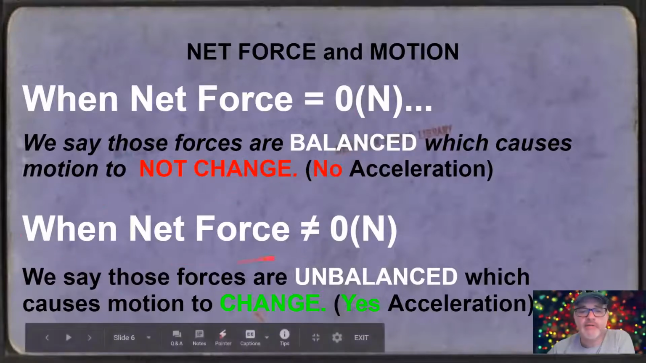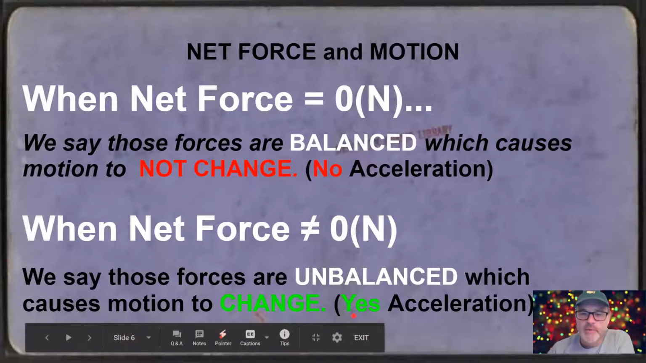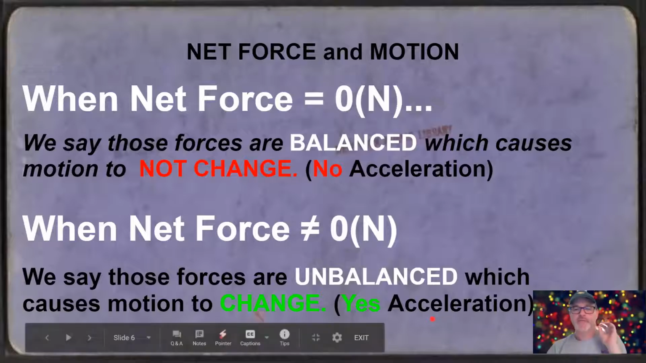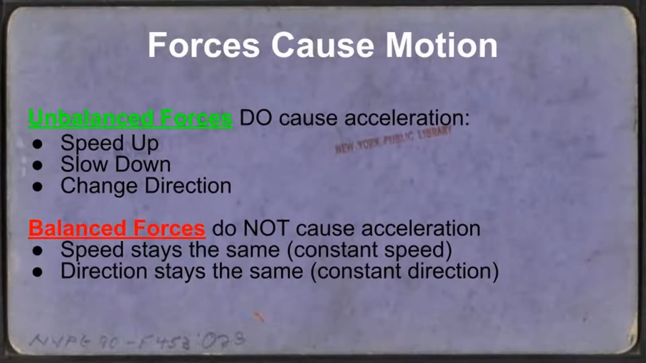When you add them up, if you get a number that's not zero, then we say that the forces are unbalanced, which means there is going to be a change in motion. And we call that acceleration. So net force: you add up all the forces. Zero means no change. More than zero means change.